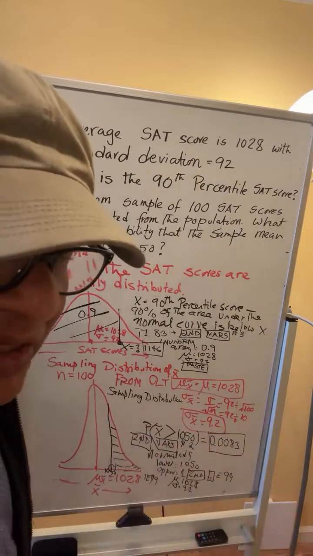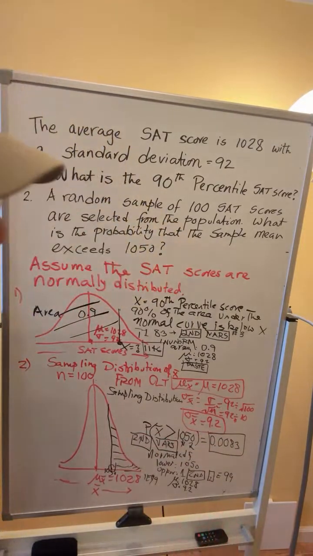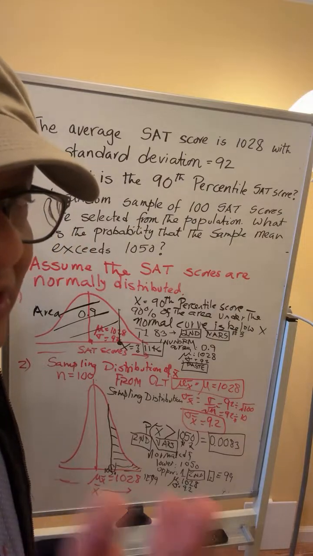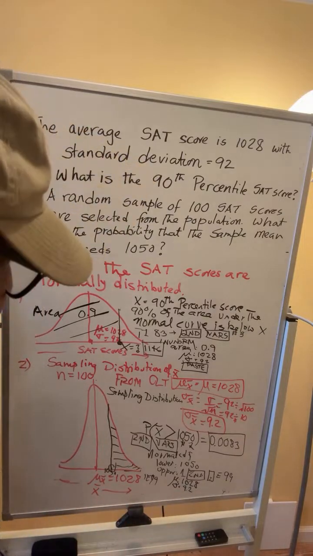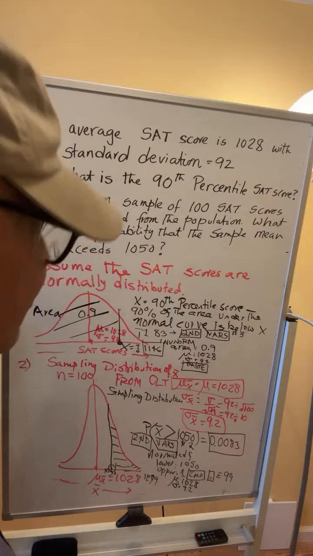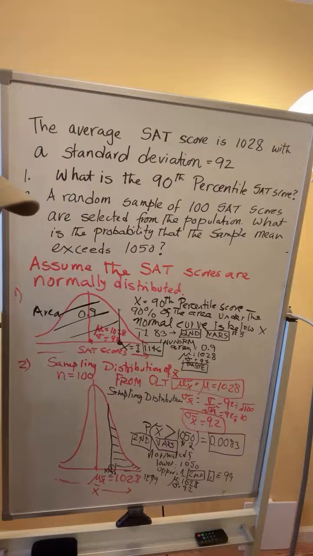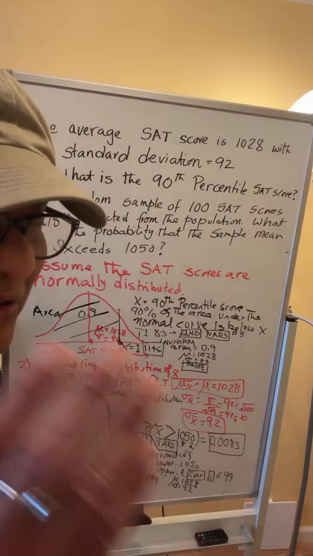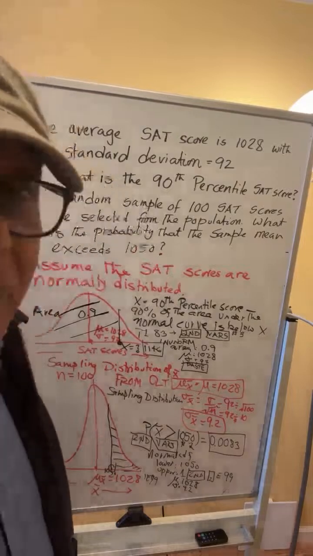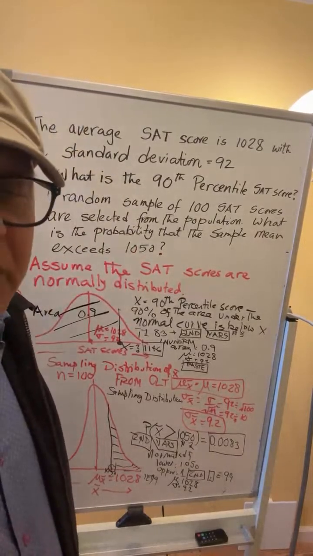What does it mean? It means there is a 0.83% chance that the sample mean of a sample of size 100 will exceed 1050. Or in other words, there is a very small chance that the sample mean of a sample of size 100 will exceed 1050.